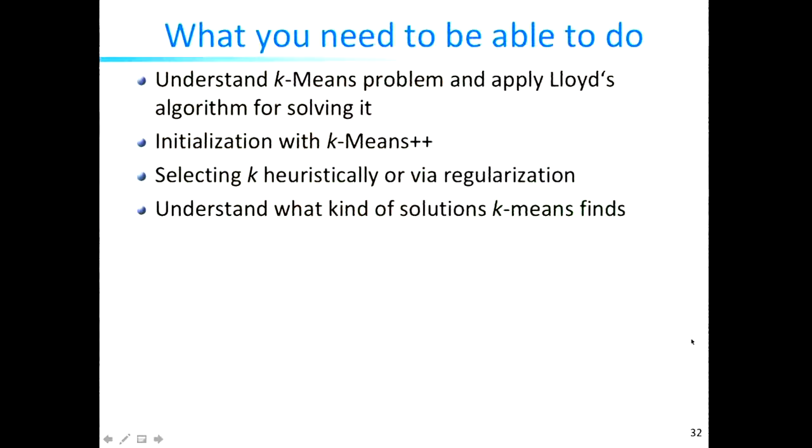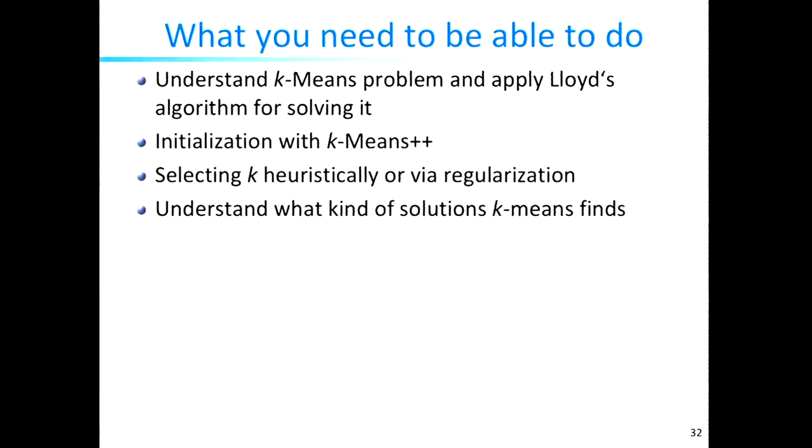Good. So that's basically a summary of k-means up to now. You need to understand what the k-means optimization problem is, how you solve it in practice, including this initialization with k-means++. We've talked about these heuristic ideas for choosing k via regularization. And you need to get a sense of what kind of solutions k-means is able to find, and what some of the issues are, what kind of decision boundaries it entails, etc.